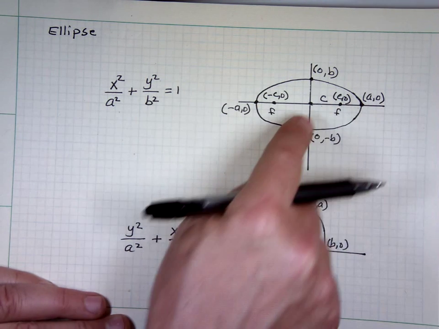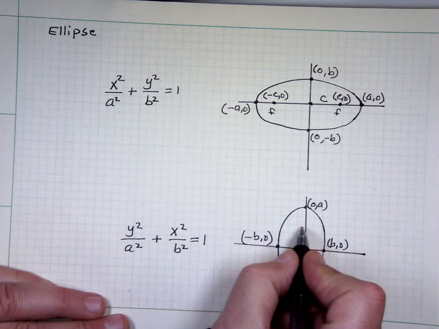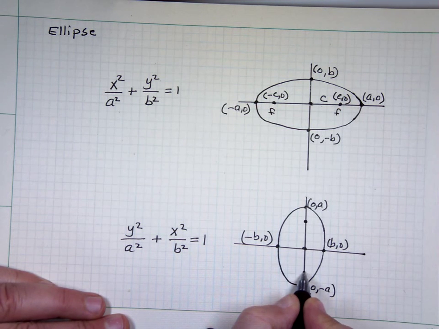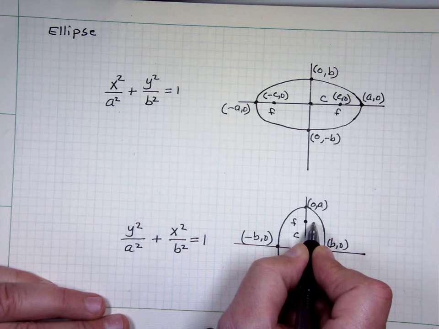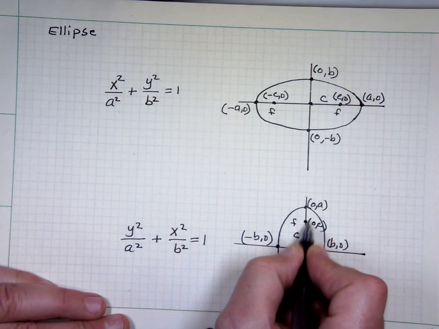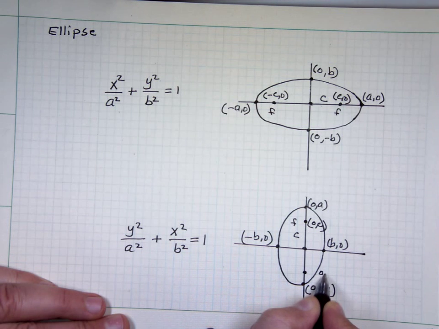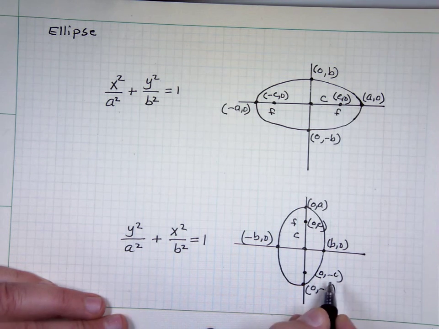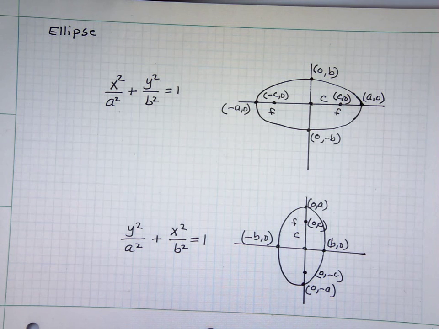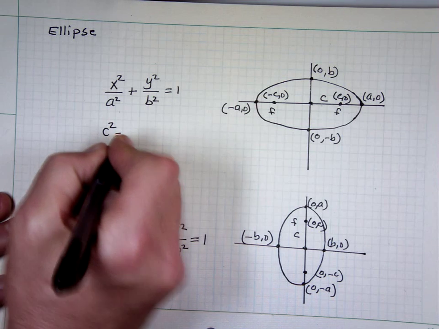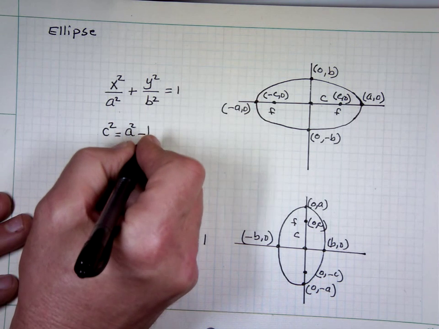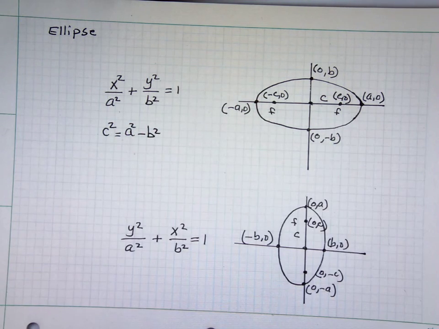c is the distance from the origin to F. If it's up and down, the focal point will be here and down here. So this focal point will be what? 0 comma c, and this will be what? 0 comma negative c. Well, how do we find c? Here actually c squared equals what? a squared minus b squared. Notice it's less than a, so it can't be plus. So it's a squared minus b squared.